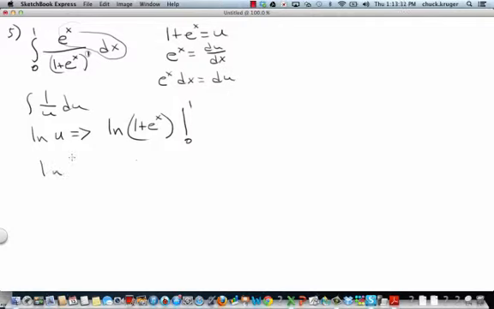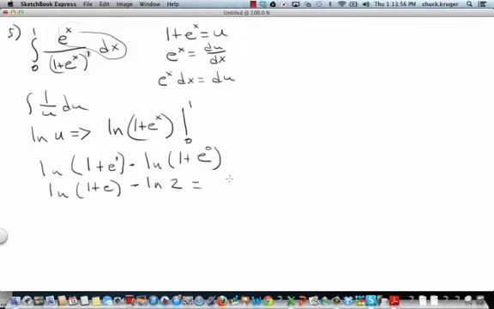So that gives me the natural log of 1 plus e to the first minus the natural log of 1 plus e to the 0, which gives me the natural log of 1 plus e minus the natural log. This is 1, so I'm going to end up getting 2. And this can be rewritten as the natural log of 1 plus e over 2. Alright, so you could go and plug this into your calculator and see what decimal representation you have. And you should find out that those are equivalent.